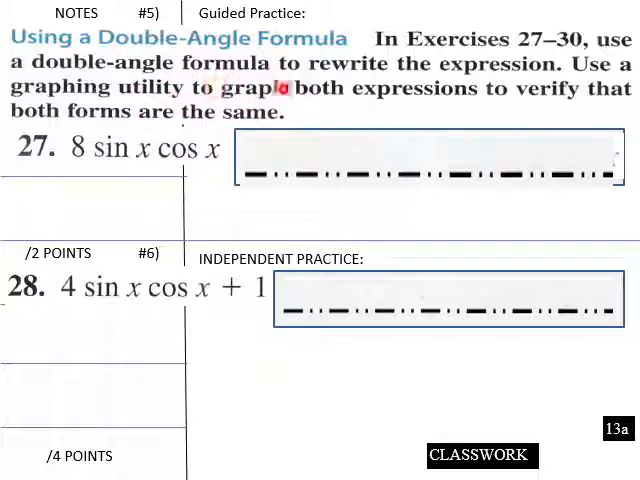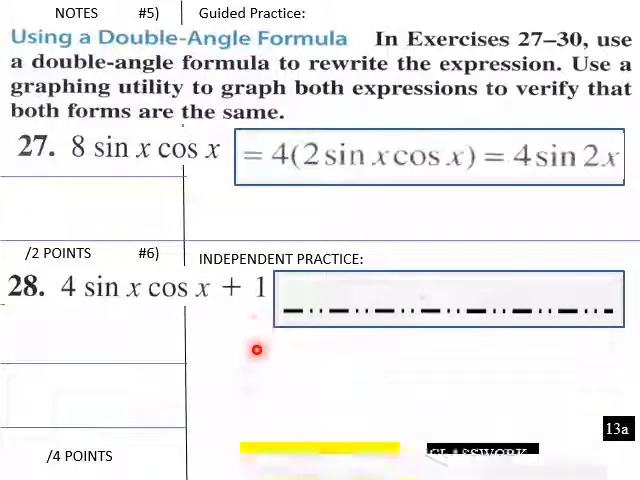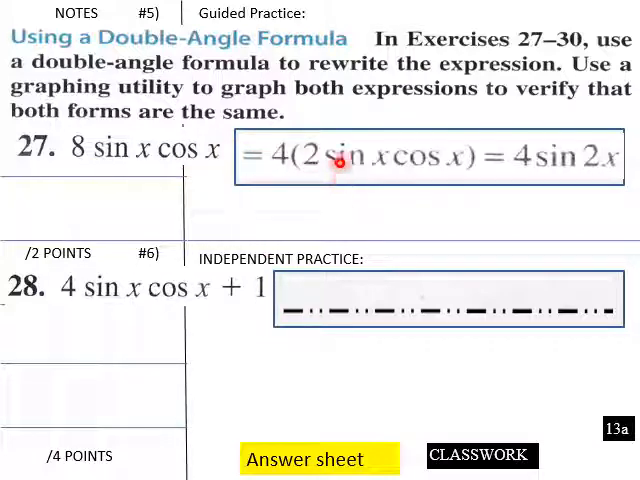Use the double angle formula to rewrite the expression. Use a graphing calculator to graph the expressions to verify that both forms are the same. So we have 8 sine x cosine x, and then down here we have 4 sine x cosine x plus 1. If we factor out a 4 here, we get 4 times 2 sine x cosine x, which is the same thing as 4 sine 2x. Because it is a double angle, it'll factor down into sine 2x, which is 2 sine x cosine x.